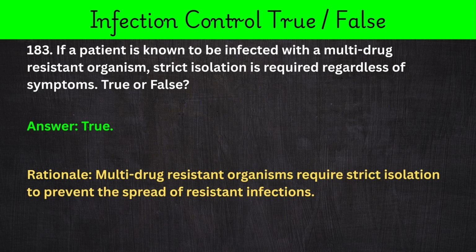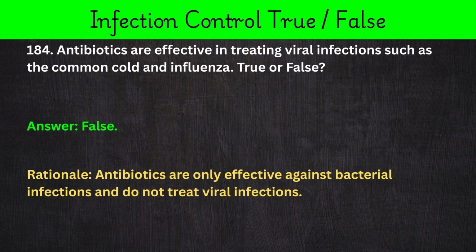183. If a patient is known to be infected with a multi-drug resistant organism, strict isolation is required regardless of symptoms. True or false? Answer: true. Rationale: multi-drug resistant organisms require strict isolation to prevent the spread of resistant infections.